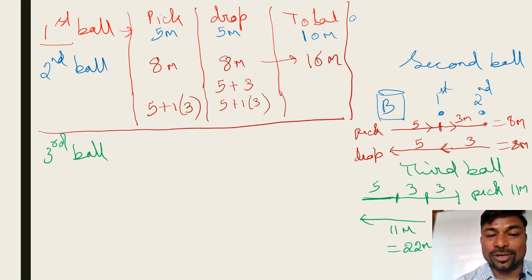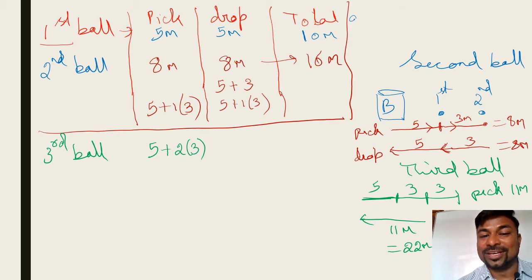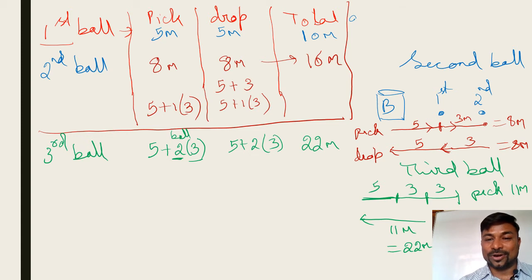Very good. So shall I write that as 5 plus 2 into 3? Why? Because 5 for the first ball, and there are 2 more balls which are 3 meters apart. Here also, to drop is 5 plus 2 into 3. So what is the distance traveled? 22 meters. You are supposed to remember like this.